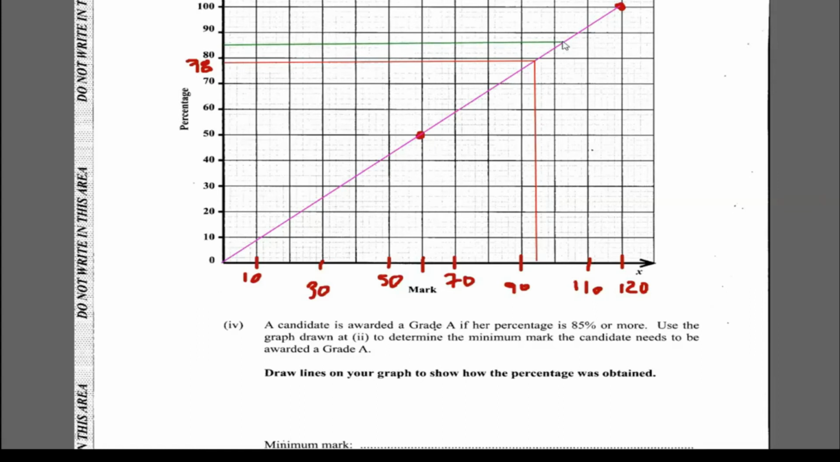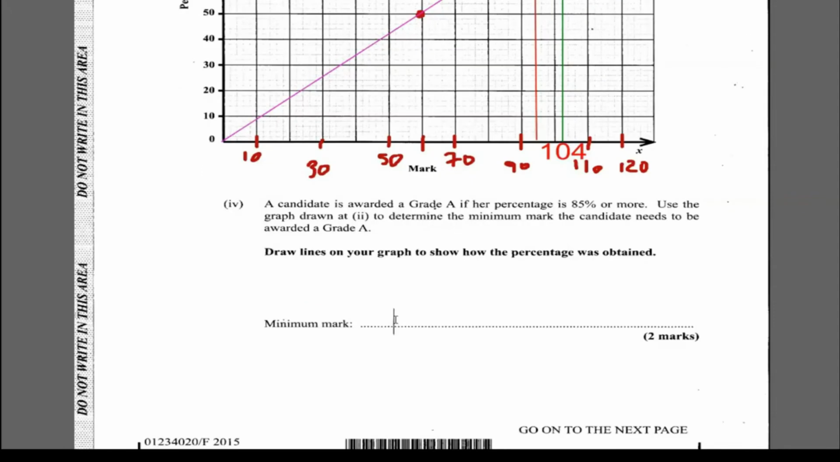So if you need 85%, that means you're right here. And so that means the minimum amount of marks that you're going to need is this. This is now 104. That's the minimum amount of marks you're going to need. 104, whoa, that's crazy. 104 out of 120. So the minimum mark is 104 marks, according to our graph, in order to get an A.